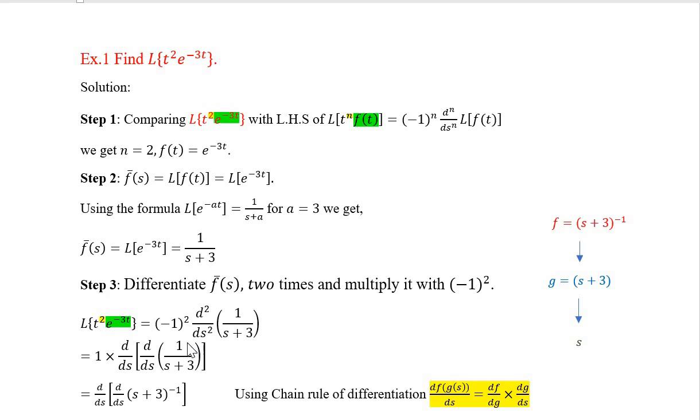So Laplace of t square e raised to minus 3t is equal to minus 1 square into d^2 upon ds^2 of 1 upon s plus 3. To differentiate this function 2 times, let us firstly differentiate it once and then operate the differentiation on the newly generated function. So, the derivative of 1 upon s plus 3 can be written as the derivative of s plus 3 inverse.